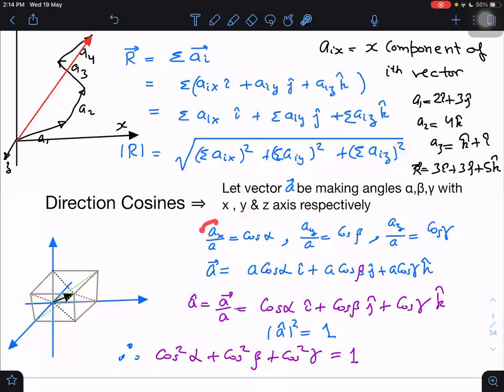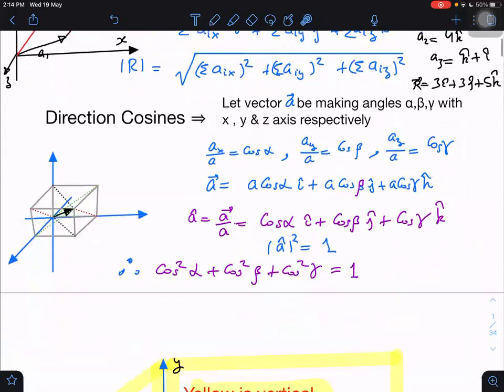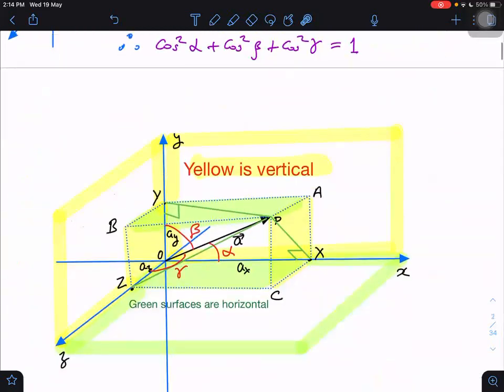Normally we take alpha, beta, and gamma for the x, y, and z axes. Then I can say Ax divided by A will be equal to cos alpha, Ay divided by A will be equal to cos beta, and Az divided by A will be equal to cos gamma. Is this point clear or not? I can make it clear here in this diagram.